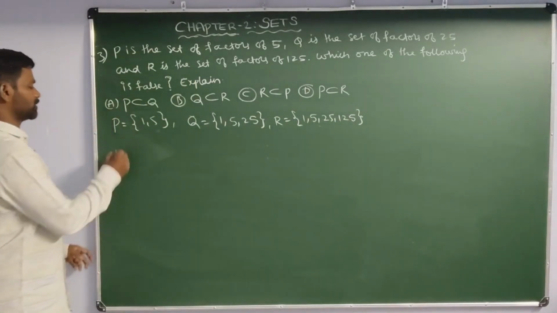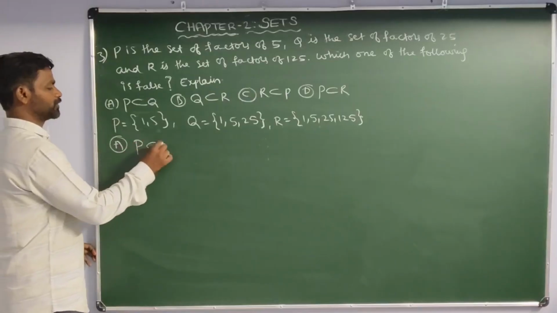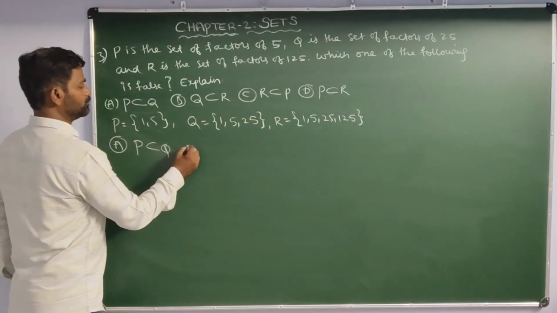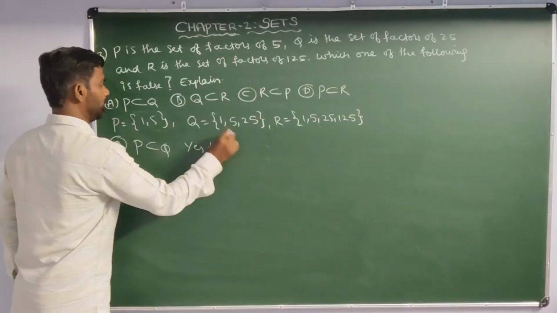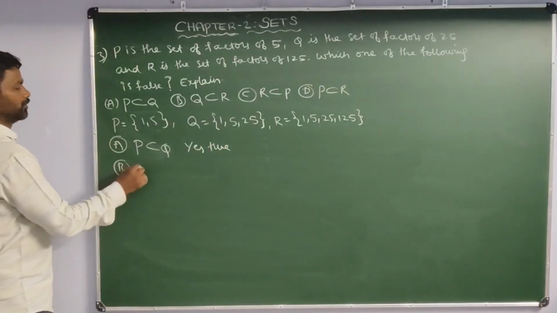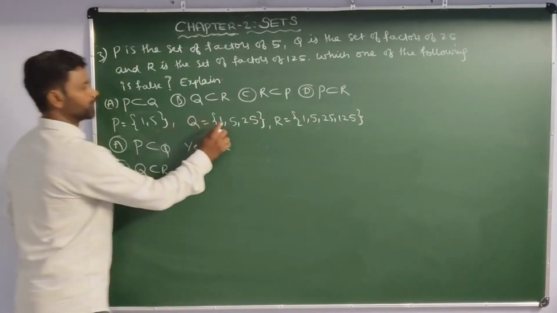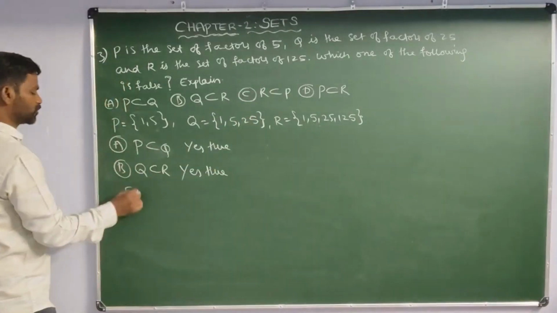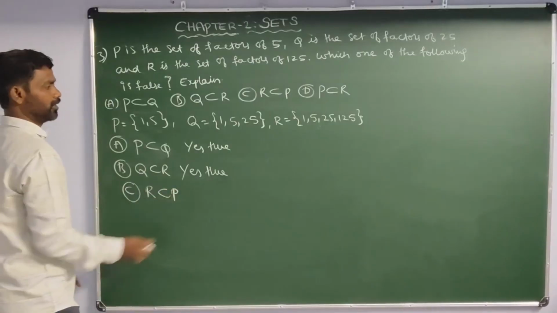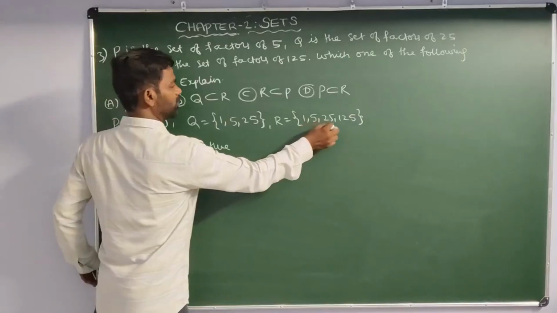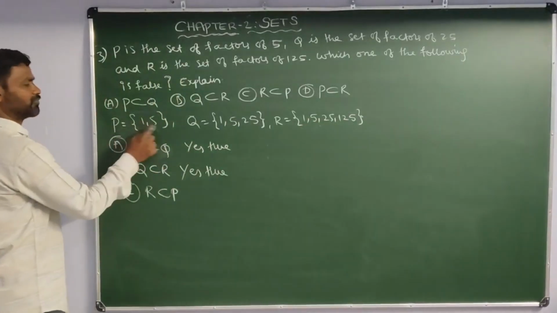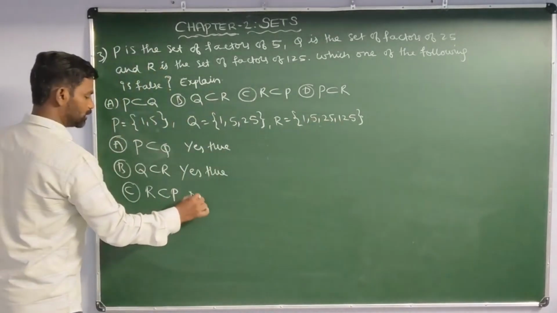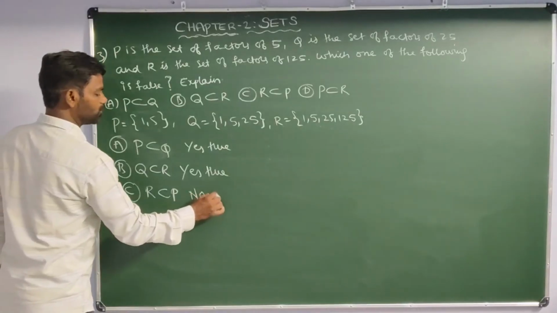Now observe the first option. What is the first option? P is a subset of Q. Yes, it is true. Next, Q is a subset of R. Yes, it is also true. Next, R is a subset of P. Observe it. R elements are 1, 5, 25, 125 and P elements are 1, 5. So all the elements of R are not available in P. Therefore, no, it is false.